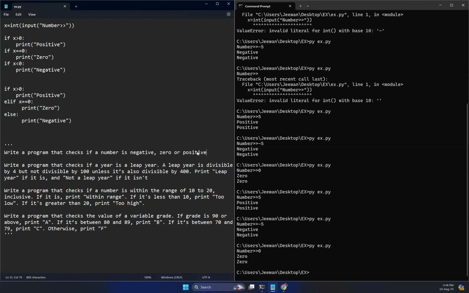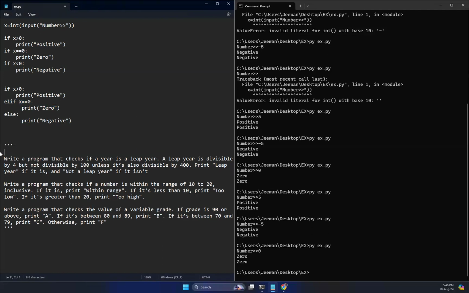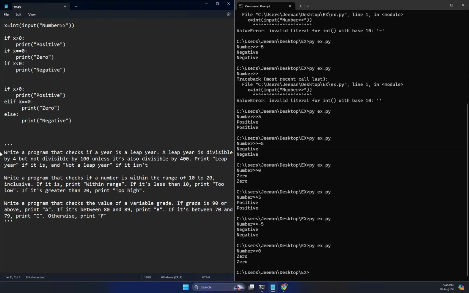Okay, try out this now. Now we have done with this. Now you can use the if else if as well. For the marks, now I want you to print the grade. We'll write it like this: write a program that checks the value of the variable and displays the grade as follows.